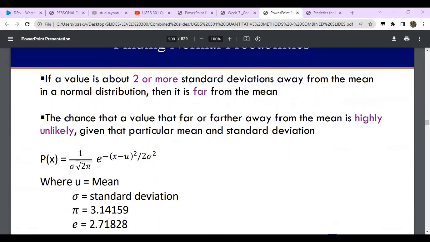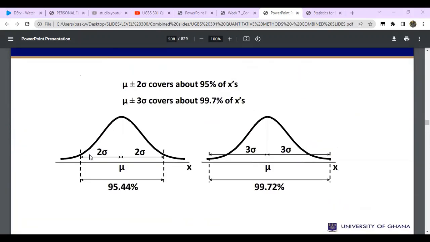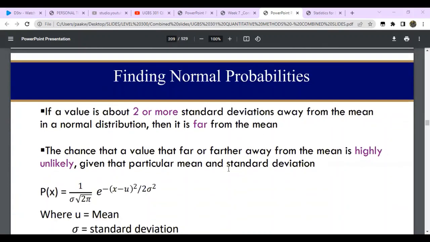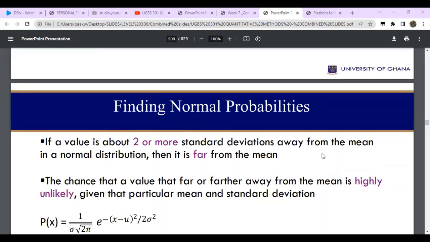So they are saying if a value is about 2 or more standard deviations away from the mean in a normal distribution, then it is far from the mean. So when you move 2 or more standard deviations, so it's either 2 or 3, then we are saying it is far away from the mean.